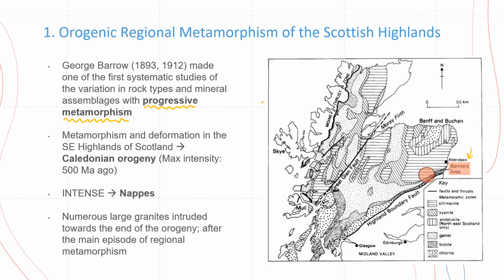So, metamorphism and deformation in the southeast highlands of Scotland happened in the Caledonian orogeny, where its maximum intensity was about 500 million years ago. It was so intense that we have the formation of nappes, and the way that I used to remember this as an undergrad was that the rocks were so highly deformed that they had to take a nap. So anywho, the numerous large granites intruded towards the end of the orogeny, so this happens after the main episode of regional metamorphism.